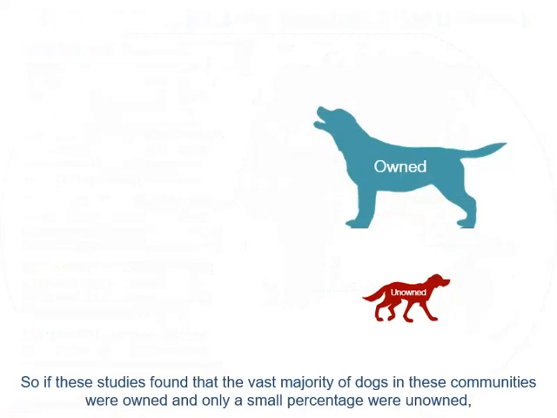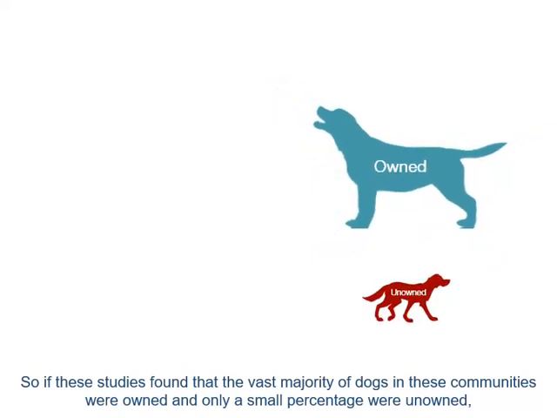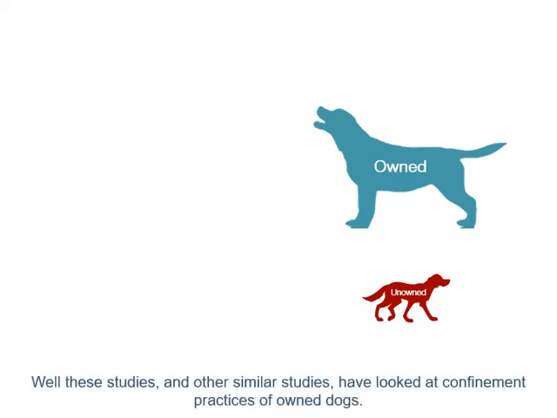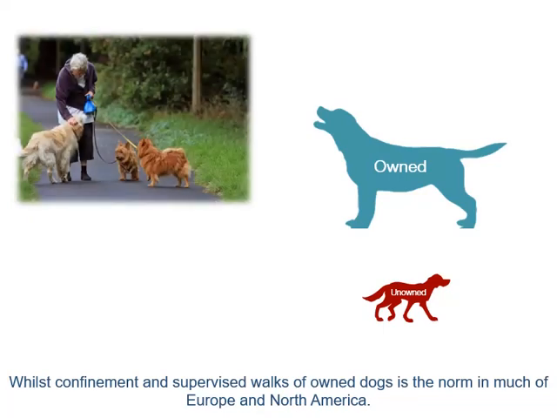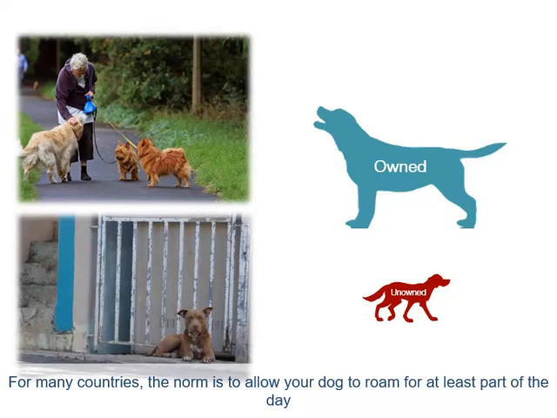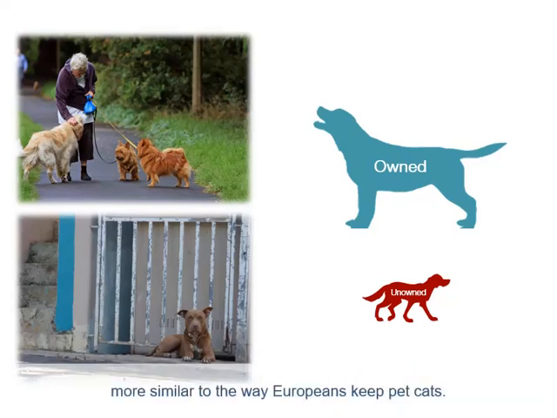So if these studies found that the vast majority of the dogs in these communities were owned and only a small percentage were unowned, how come we see so many roaming dogs on the streets of these same communities? Well, these studies and other similar studies have looked at confinement practices of owned dogs. Whilst confinement and supervised walks of owned dogs is the norm in much of Europe and Northern America, for many countries the norm is to allow your dog to roam for at least part of the day, perhaps to perform its role as a watchdog or guard dog, or to fulfill the dog's need for exercise, socialization and toileting, more similar to the way Europeans keep pet cats.